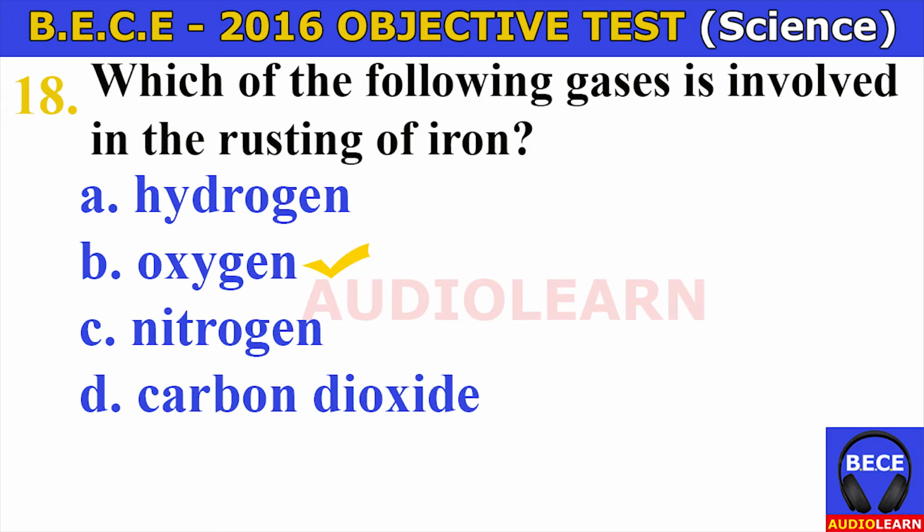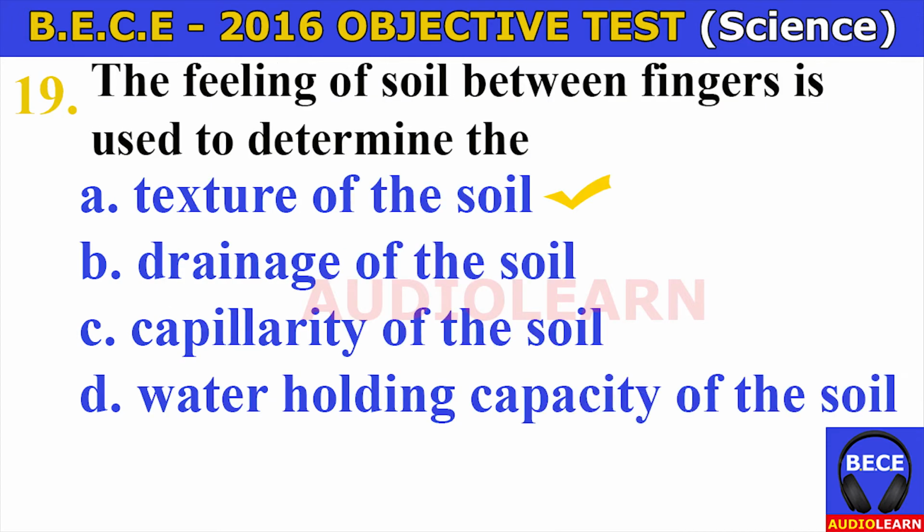Number 18. Which of the following gases is involved in the rusting of iron? A. Hydrogen, B. Oxygen, C. Nitrogen, D. Carbon dioxide. And the answer is B. Oxygen. Which of the following gases is involved in the rusting of iron? Oxygen.